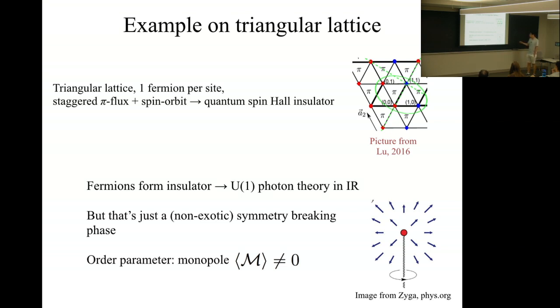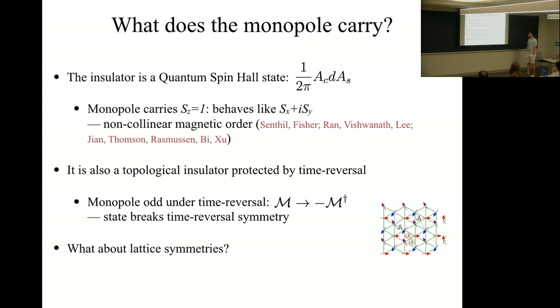Well, now, okay. So it's a symmetry breaking order, but what symmetry does it break? Well, as I said, the order parameter is the monopole. So that question is the same as asking what symmetry quantum number does the monopole carry? Right. So, as I said, that insulator is called a quantum spin Hall insulator. That name comes with a meaning.